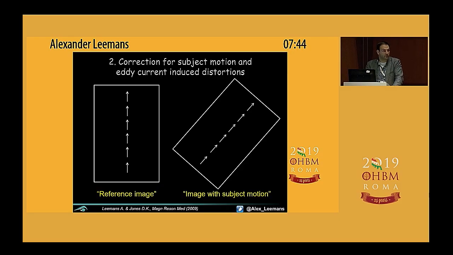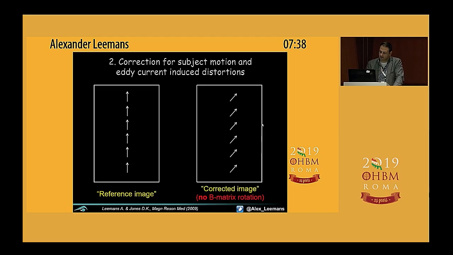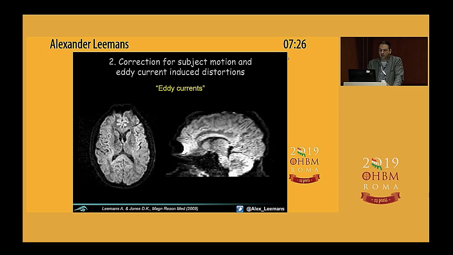And the toy example that kind of explains this is that if I need to reorient this subject over here, I can do it and get this. But now the orientation information needs to be reoriented as well. And that's what we mean with rotate the B matrix, because that captures the orientation information there. And simultaneously, we correct for eddy currents.